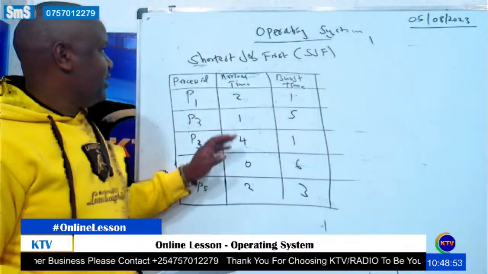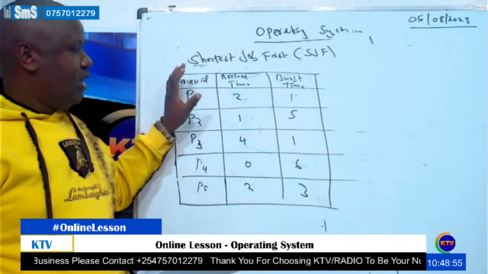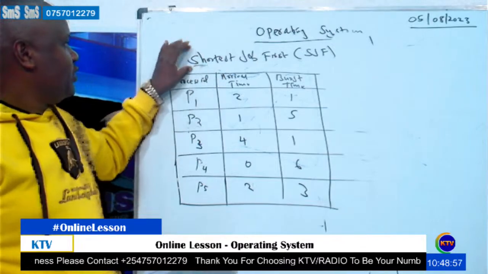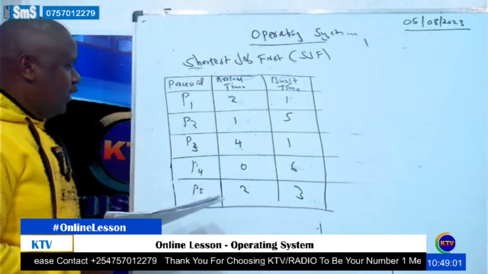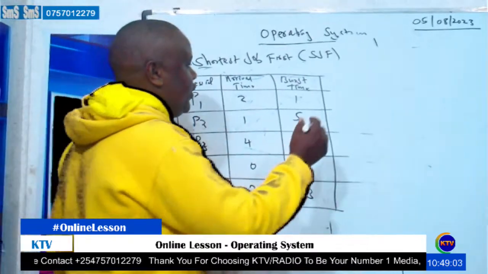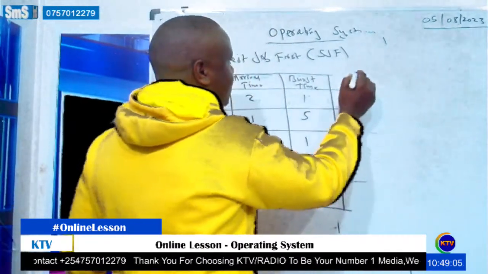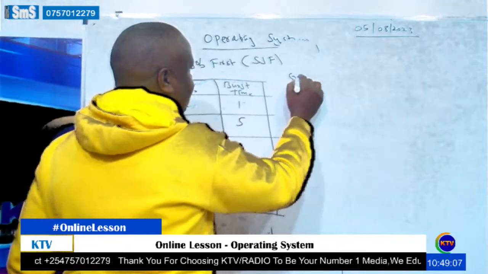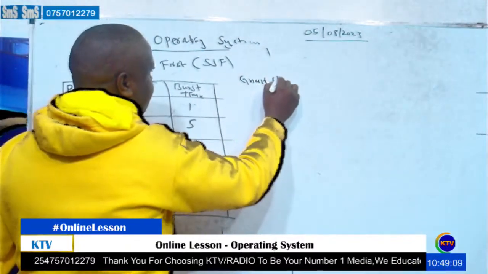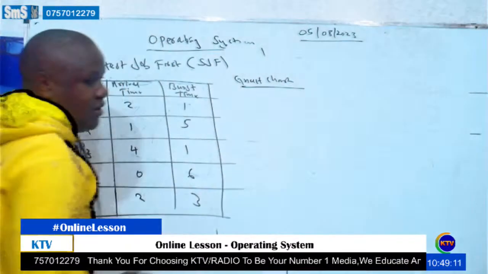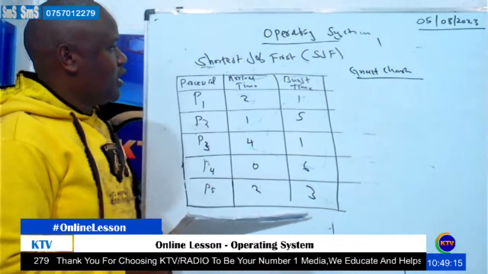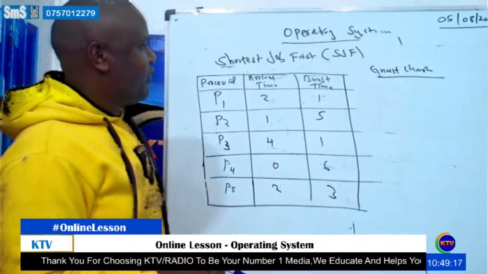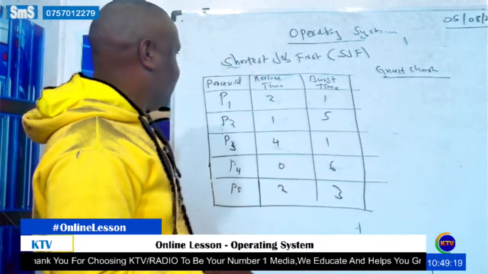We will proceed from where we left. Remember, I've said we are using shortest job first. So in this case, when we are calculating, we'll draw the Gantt chart for these processes. So we have the first process.